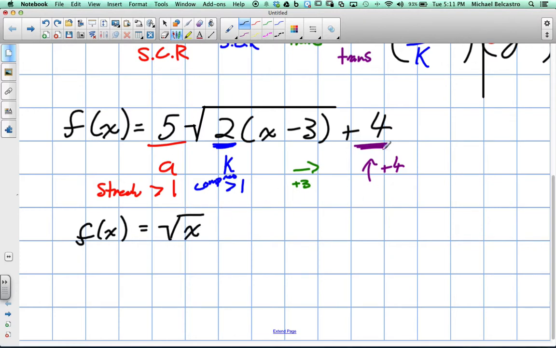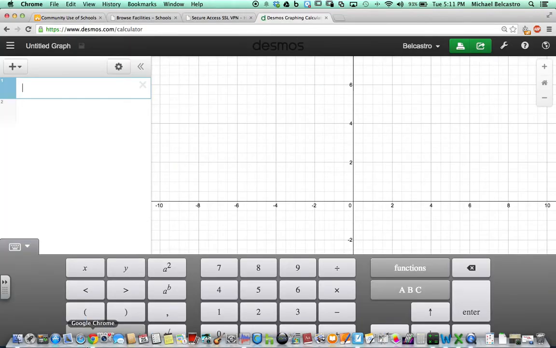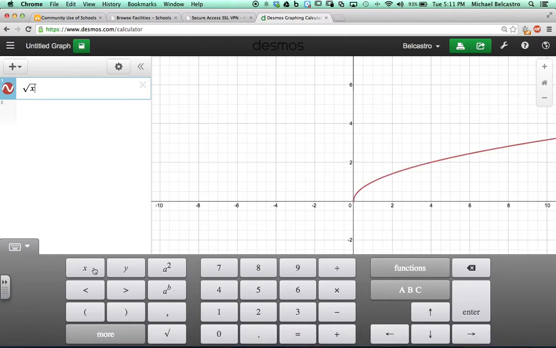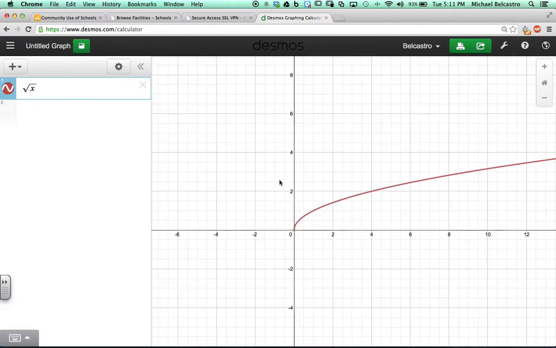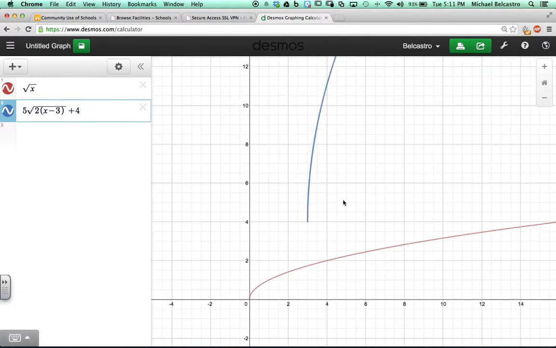Okay, and we have all these movements to it. So what we're going to do is open up a new graph and take a look at these two: 5, 2, negative 3, 4. If I have the square root of x, this is the function we get. Now remember the numbers we had were 5 square root of, I think it was 2 bracket x minus 3, and then plus 4. So a very different looking function.